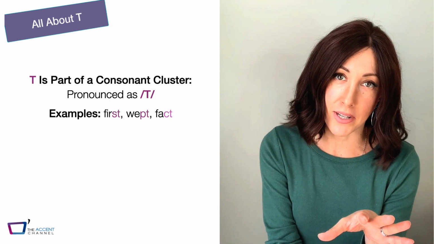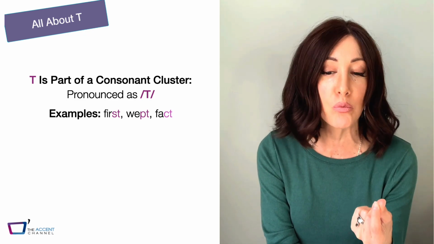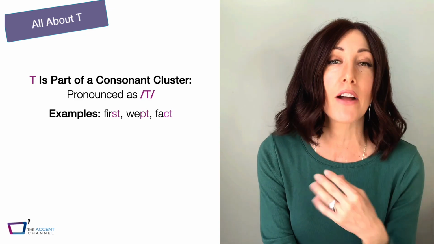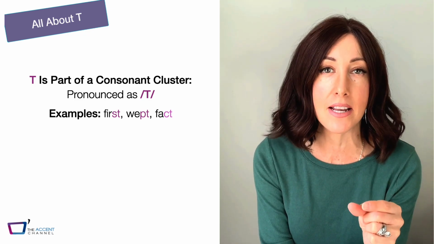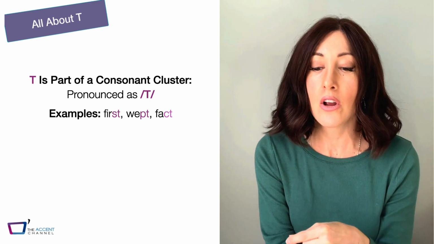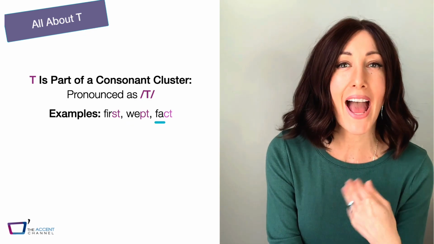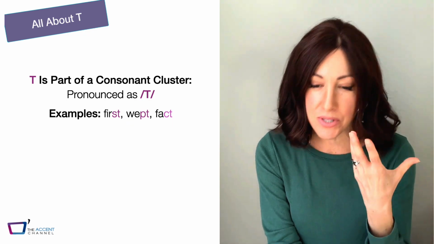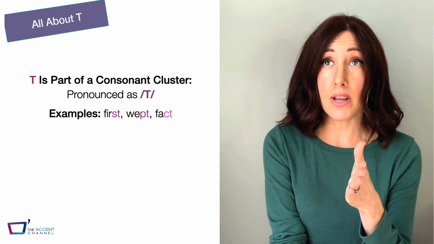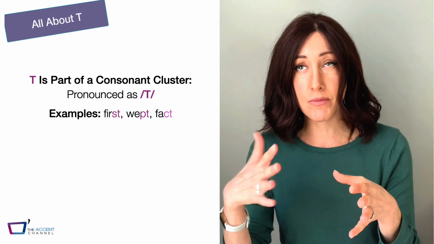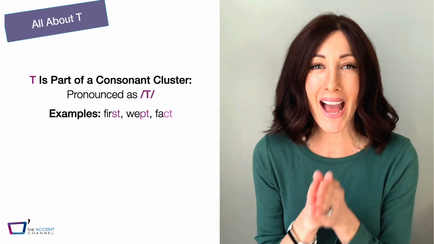This one's actually pretty simple, this next rule. When T is a part of a consonant cluster at the end of a word, especially, pronounce it as a true T. So a consonant cluster is just T with another consonant in front of it, two consonants together. Words like first, wept, fact. You want to pop those T's for clarity, and sometimes not popping the T is going to be the difference between the present tense and the past tense.